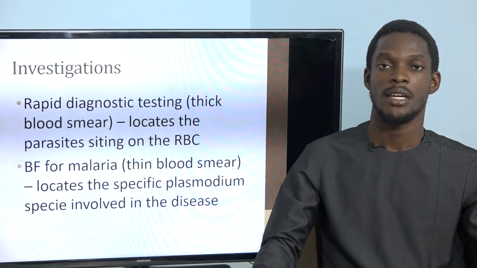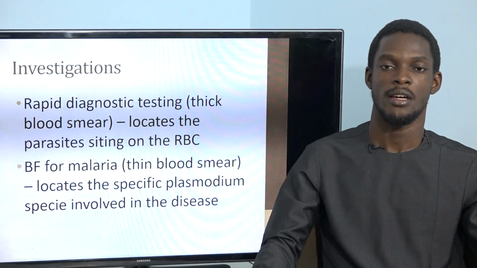A rapid diagnostic test or a thick blood smear can also locate the parasite sitting on the red blood cells. And a thin blood smear or BF for malaria can locate the specific Plasmodium species that is involved in the disease.